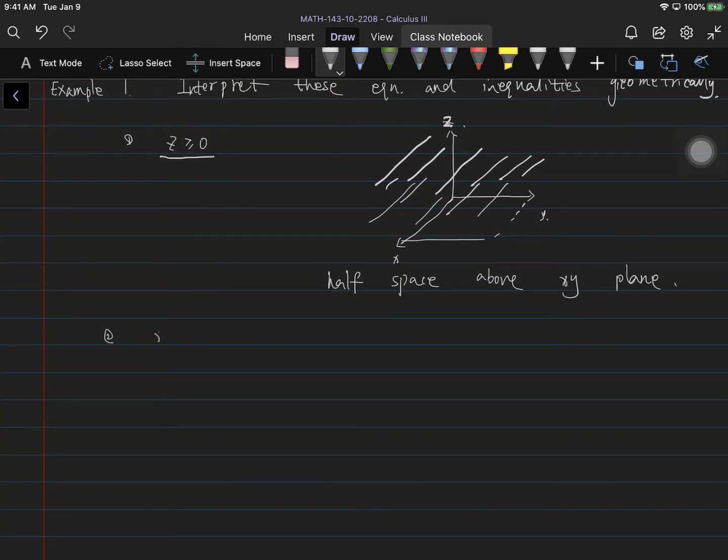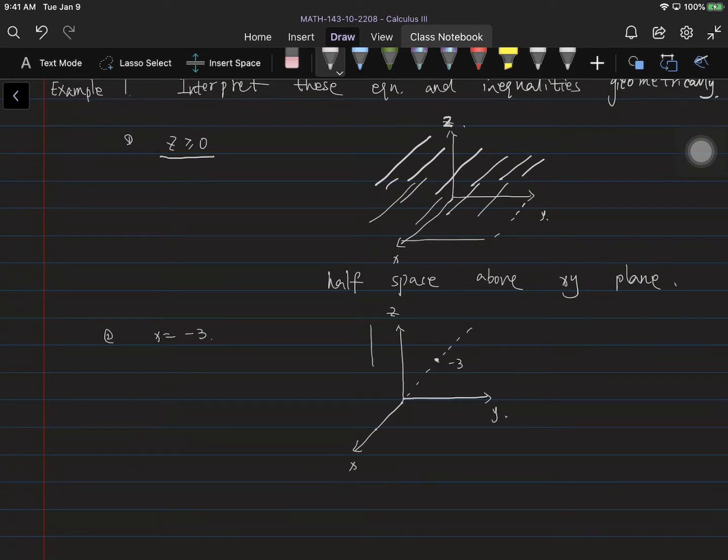The second one, x equals -3. In 2D, this is a line, right? We look at this as a line. But in 3D, what does this mean? Same thing, we draw the 3D space because we want to see geometrically what the equation looks like and what the meaning is. So we choose x equals -3. Since x is negative, it should be on the other side of the x-axis, right? So -3 here.